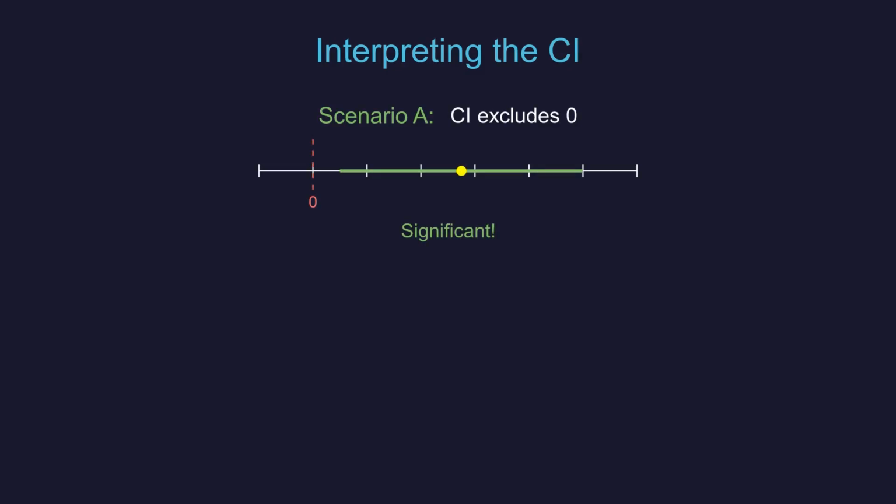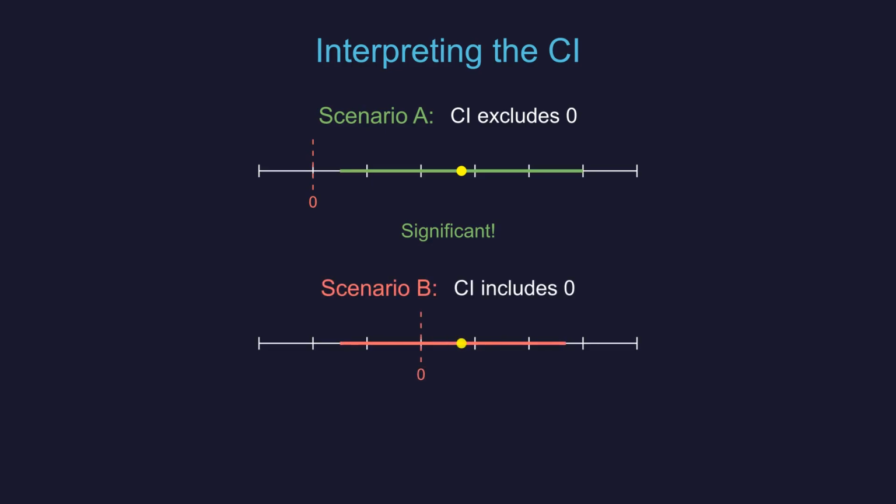Here is the key rule for interpreting a confidence interval for a difference. If the interval excludes 0, the difference is statistically significant. The entire plausible range is on one side of 0. But if the interval includes 0, we cannot rule out the possibility that there is no real difference. The result is not statistically significant.